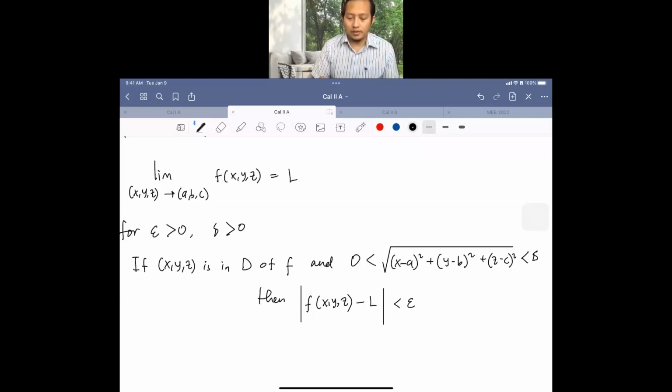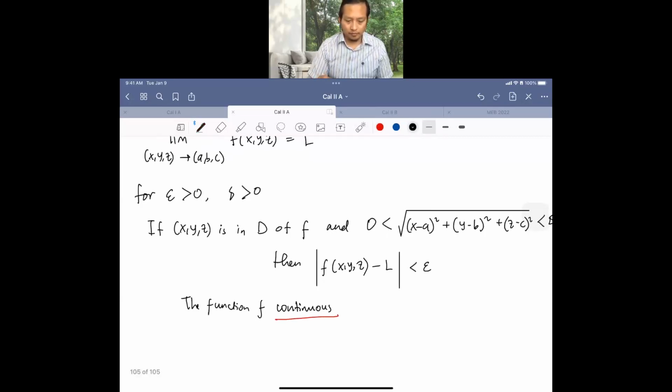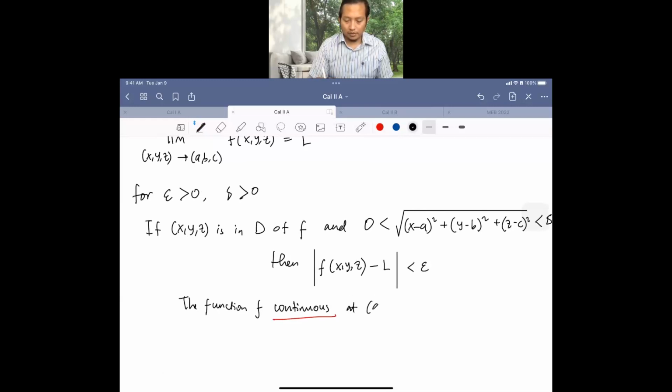So we have a small distance epsilon, and the function f is continuous at the point (a, b, c) if the limit is equal to its value at the point on the function.